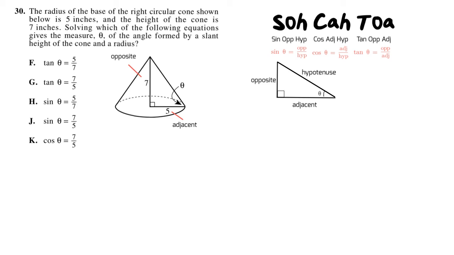Now let's go back to our code, SohCahToa. Which one of those, is it the sine, the cosine, or is it the tangent, that has an opposite and an adjacent side? You got it, it's the tangent. So opposite over adjacent is 7/5. So the answer is G. Tan of theta equals 7/5.